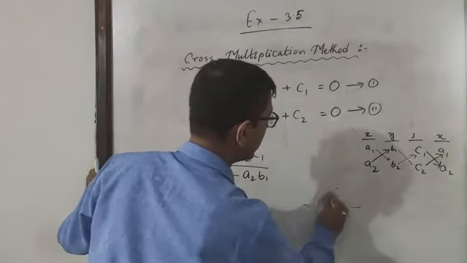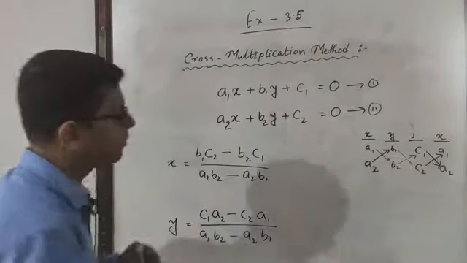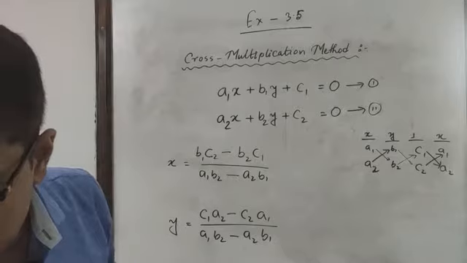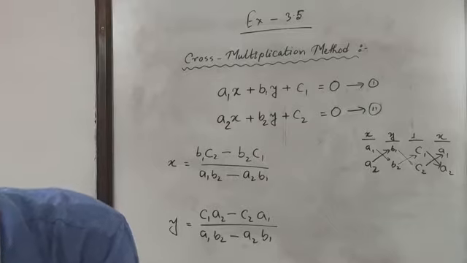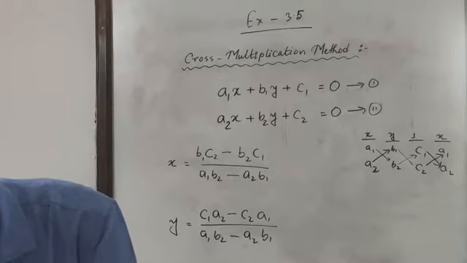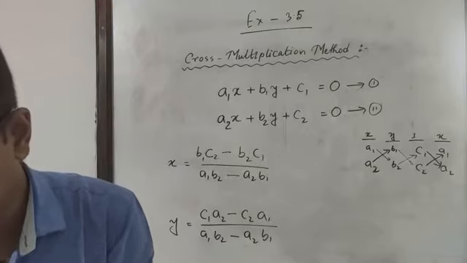sometimes it will be given in the text, like in exercise 3.5 the first question, if you go through then it is written very clearly: which of the following pairs of linear equations has a unique solution, no solution, or infinitely many solutions?